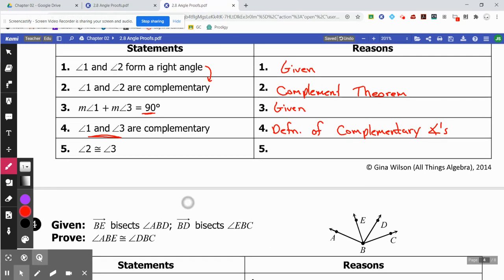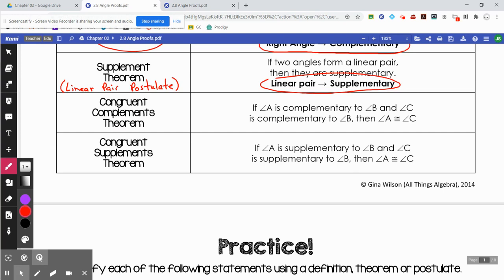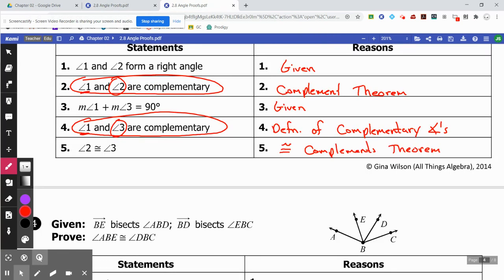And then we jump straight into number 5. So here's how we're going to do that. We're going to take our statement from number 2 and our statement from number 4 that says angles 1 and 2 are complementary, angles 1 and 3 are complementary. If two angles are complementary to the same angle, then those two angles must be congruent. That is your congruent complements theorem. If A is complementary to B, C is also complementary to B, then the two are congruent. Again, that is your congruent complements theorem.